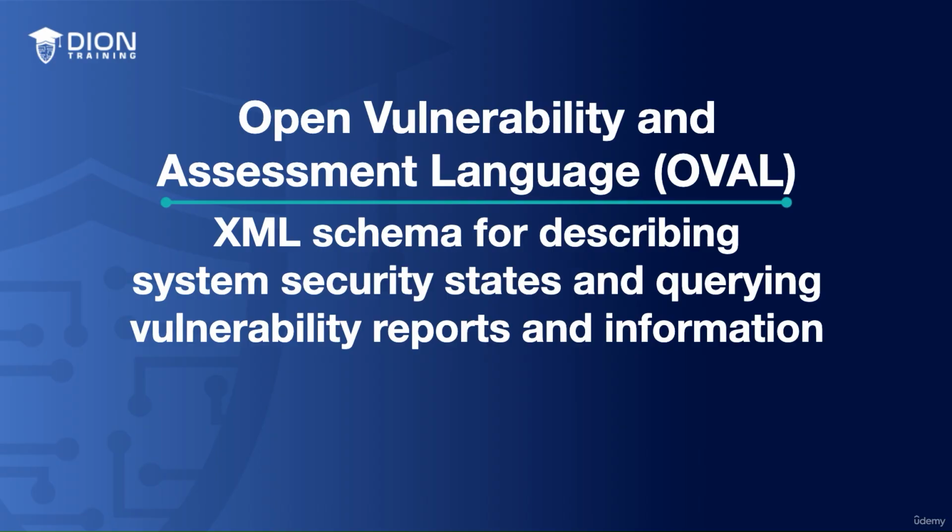OVAL is used to describe the system's information, the machine state, and the reporting for a given scan target. OVAL will allow us to have a consistent and interoperable way of collecting and assessing information about all of our targets, regardless of what tool was actually used to conduct the scan and vulnerability assessment of that target.